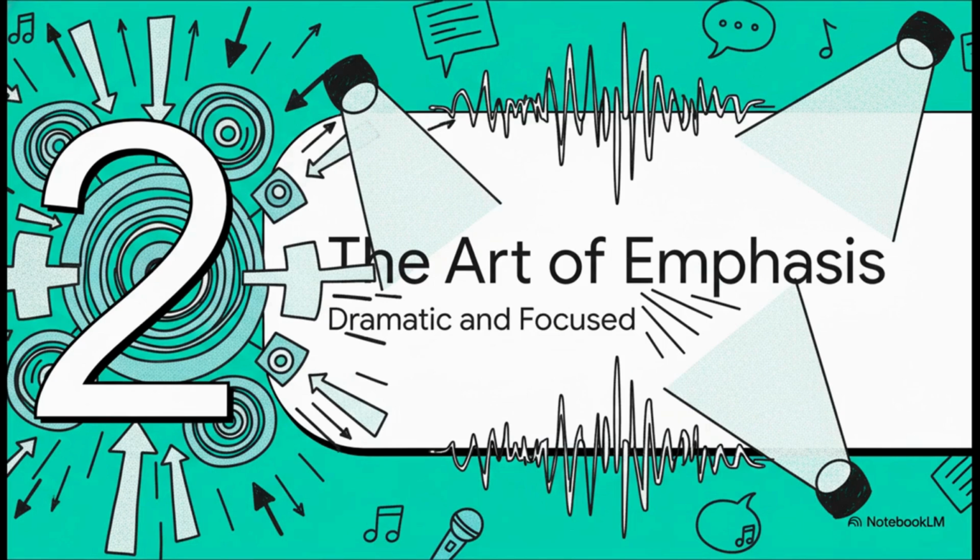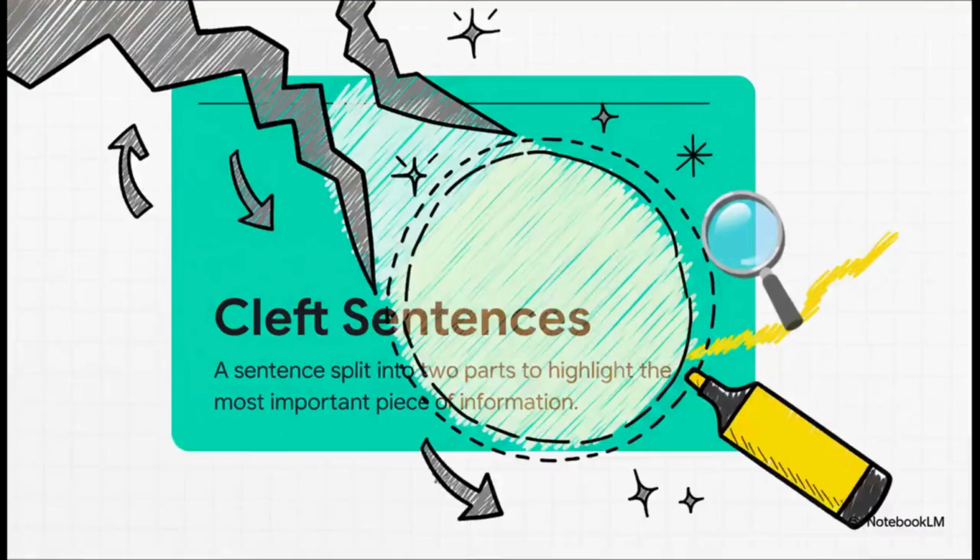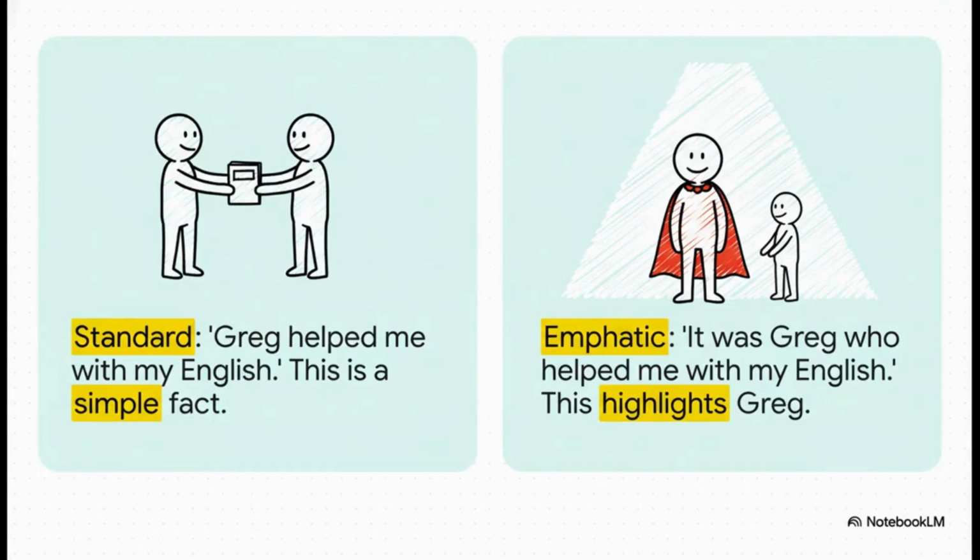I know, cleft sentence sounds really technical and kind of scary, but trust me, the idea is so simple. You're basically just splitting a normal sentence in 2 to shine a big, bright spotlight on one piece of information. Think of it as your verbal highlighter pen. And just look at the difference it makes. "Greg helped me" is fine, it's a fact. But when you say, "It was Greg who helped me with my English," boom, there's no question who the hero of this story is. You're instantly focusing all the attention on him. It's an incredibly powerful tool.